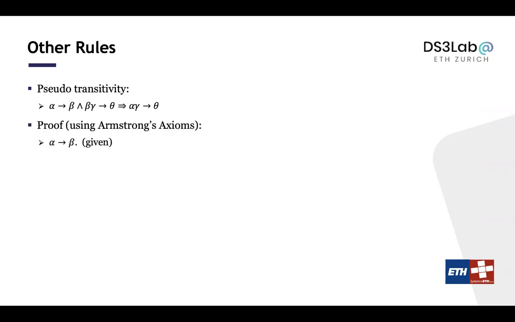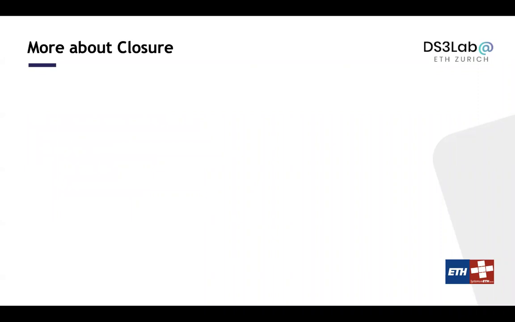It's actually very simple. You have alpha to beta, which is given, and then you do one augmentation to have alpha gamma to beta gamma. Since I already know beta gamma to theta, which is given, put them together, applying transitivity, you have alpha gamma to theta. Right? So as you can see, once we have the redundant system, it's very easy for us to derive new rules about functional dependency. So this is about Armstrong axioms, its completeness and soundness, and how to apply it to derive new rules.